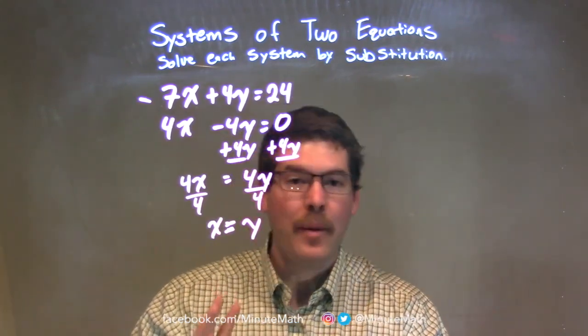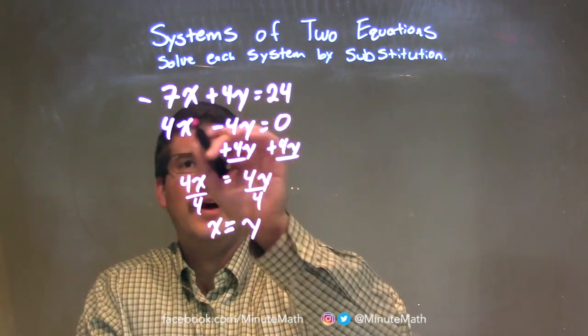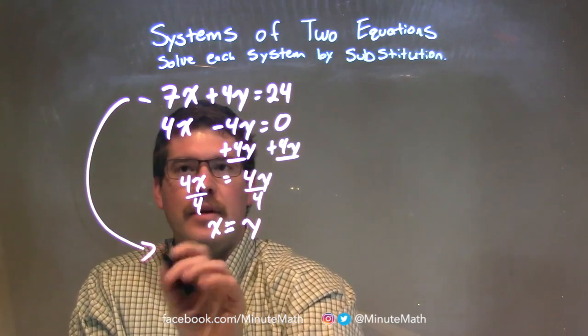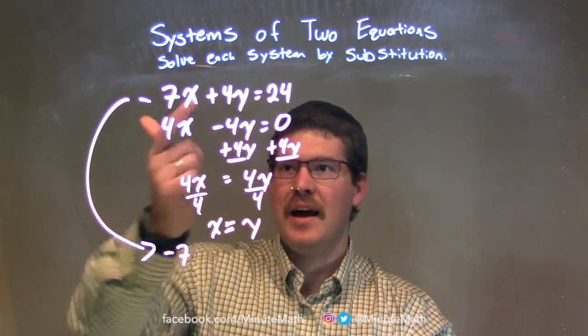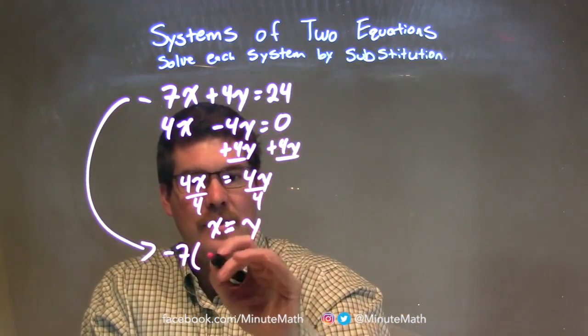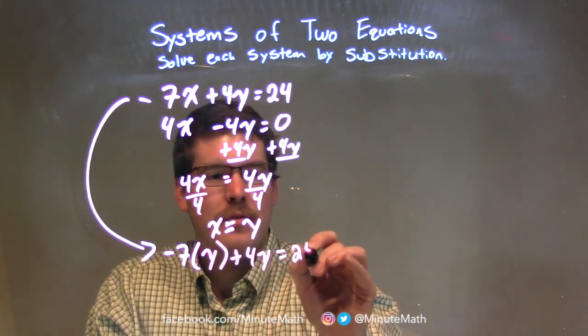Pretty nice fact, but be careful with this. A lot of students will mess that up. So let's go rewrite my first equation here, okay? First equation comes back down. Negative 7, and I really can pick which one I want, but instead of x, I'm going to put a y there. Substituting the y instead of x, plus 4y equals 24.